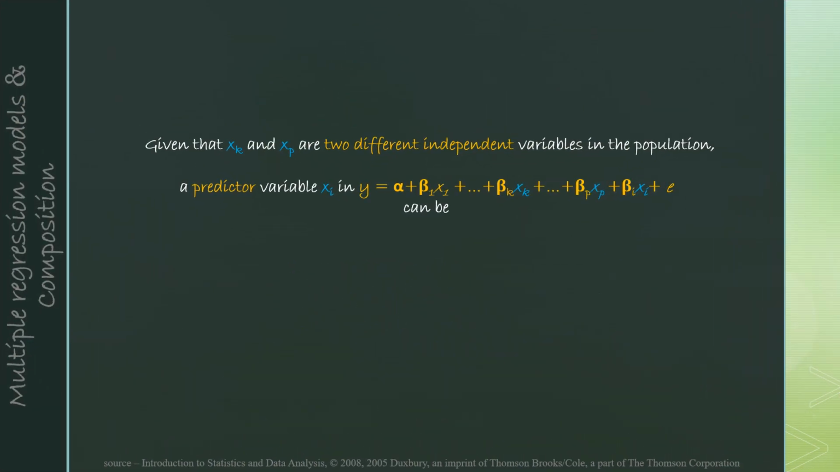For instance, given that xk and xp are two different independent variables in the population, a predictor variable xi as in y equals alpha plus beta 1 multiplied by x1 plus and so on plus beta k multiplied by xk plus and so on plus beta p multiplied by xp plus beta i multiplied by xi plus error e can be a function of xk, for example, equal to xk square, or can be a function of xk and xp, for example, equals xk multiplied by xp.